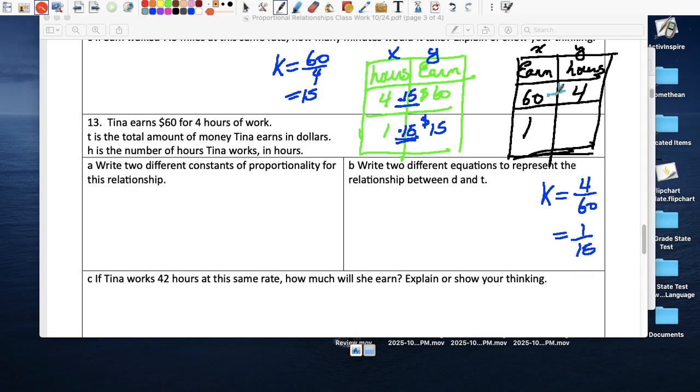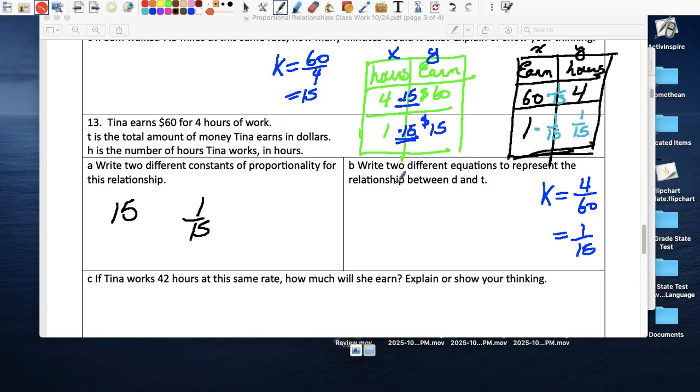60 times 1 over 15, is that equal to 4? Yes, it is. 1 times 1 over 15 is equal to 1 over 15. So what are the two constants of proportionality? One is 15, and the other one, hint, is the reciprocal. And what's the reciprocal of 15? 1 over 15. So this you already knew. Okay.